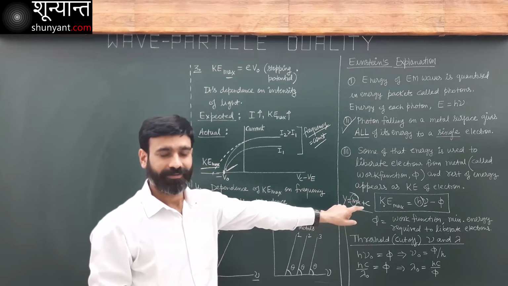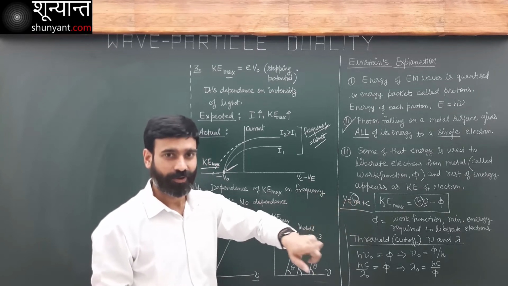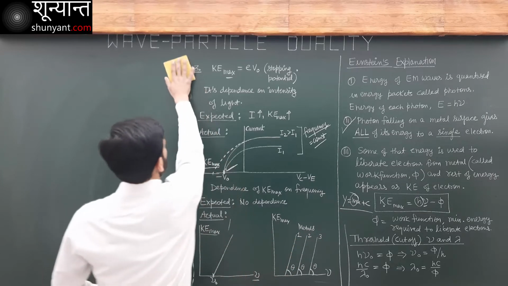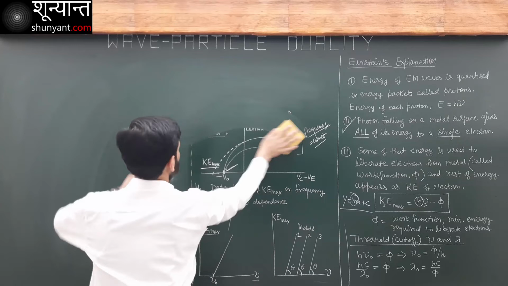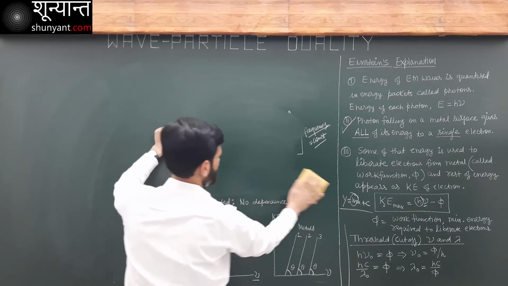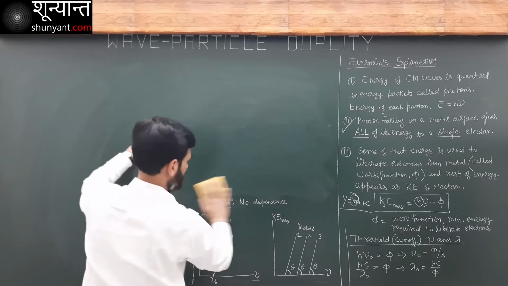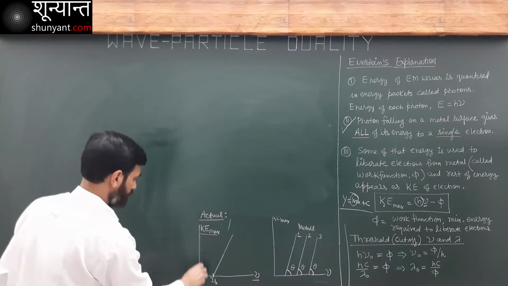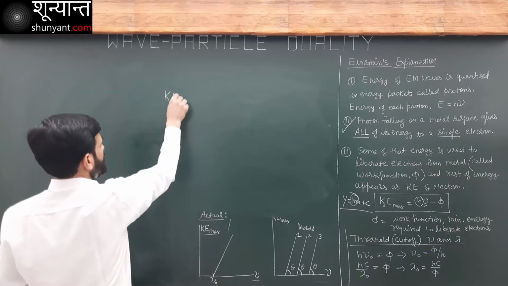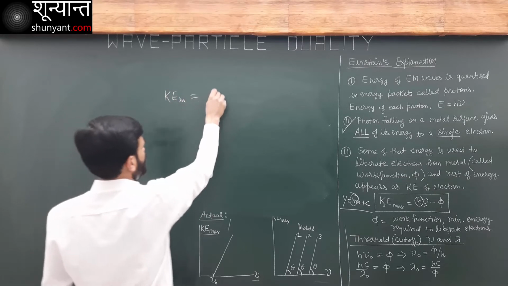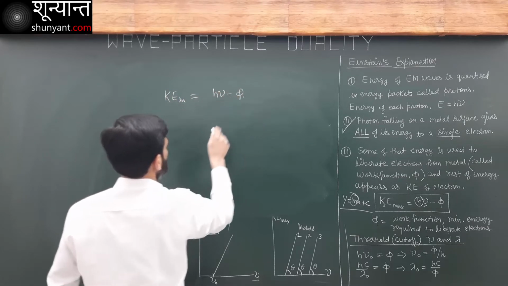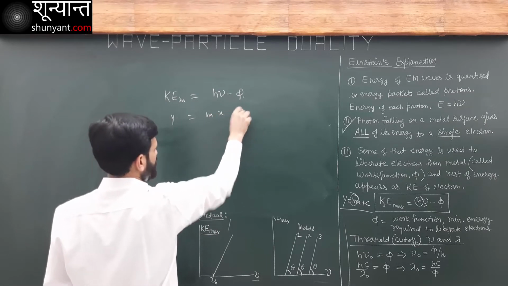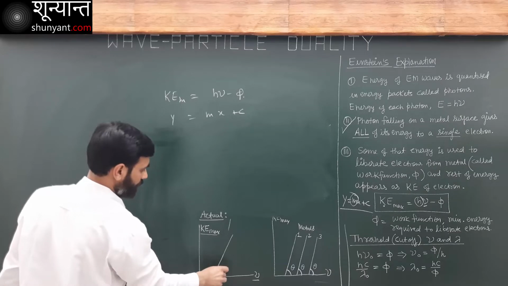So now after this we are going to solve problems. We are going to explain just this last thing here. It's like this. So the maximum kinetic energy is equal to h nu minus phi. So this is like y equals mx plus c. So what will be this tan theta?